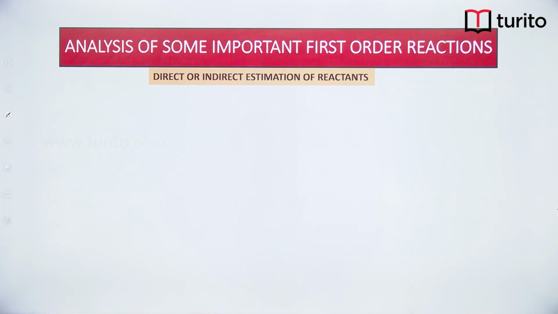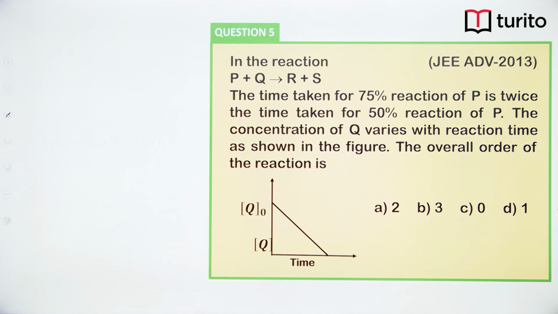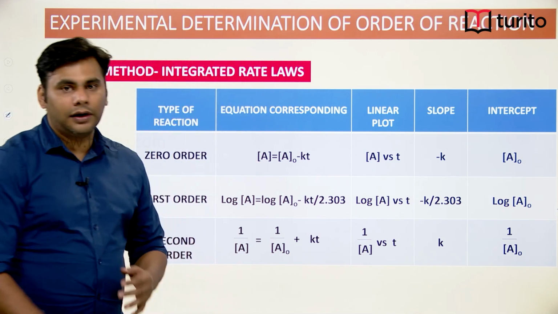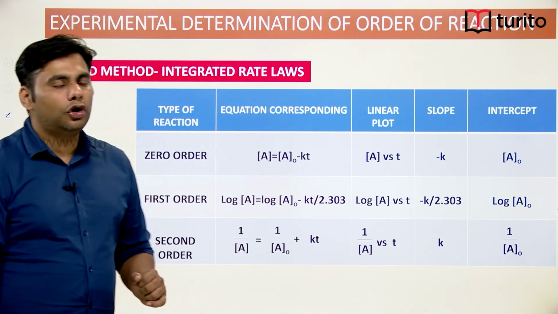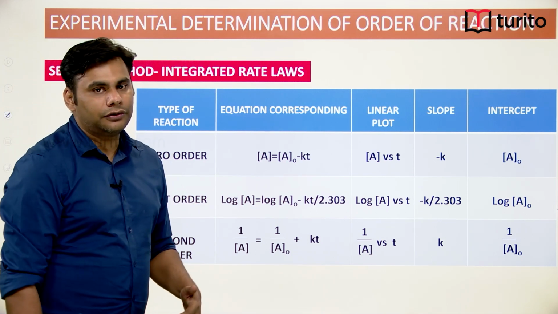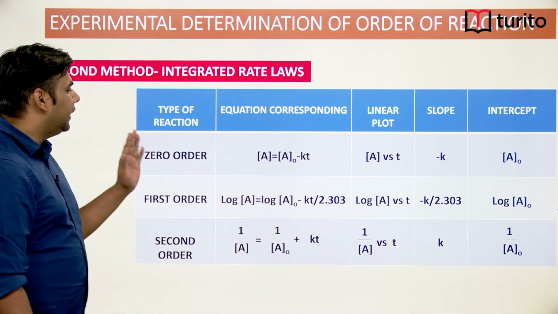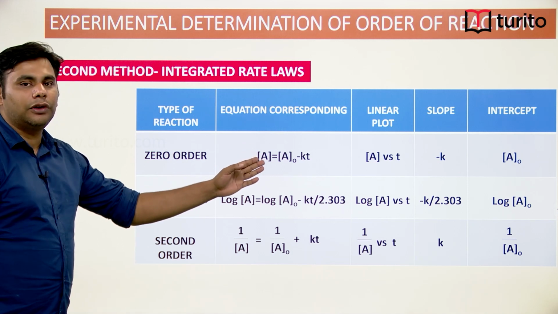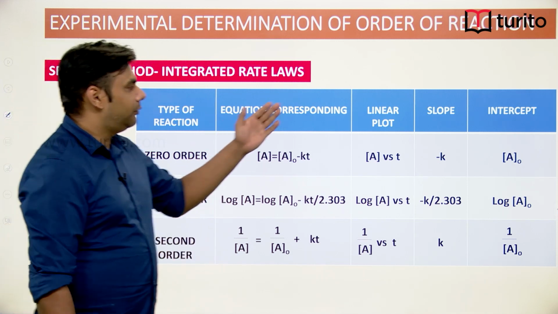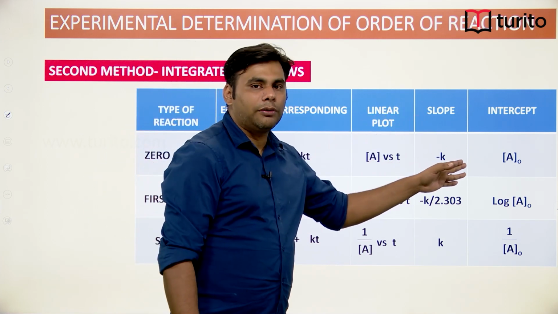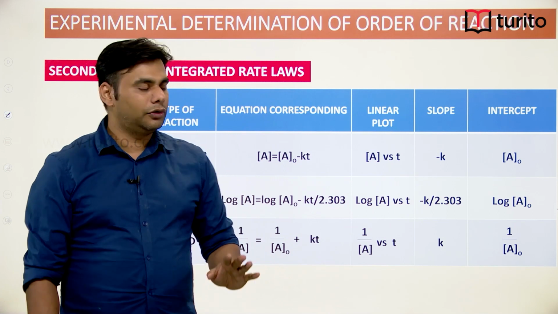So now let's get back to the topic, okay. The second technique, or the second method, to get the experimental rate law is the use of integrated rate laws, okay. Now we have already derived the integrated rate law for a zero order reaction, which was A naught minus A t equals K t, that is, A t equals A naught minus K t. So the plot of A versus t would come out to be linear, and the slope would be minus K, and the intercept would be A naught, okay.